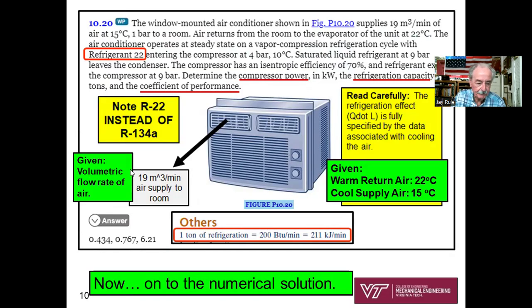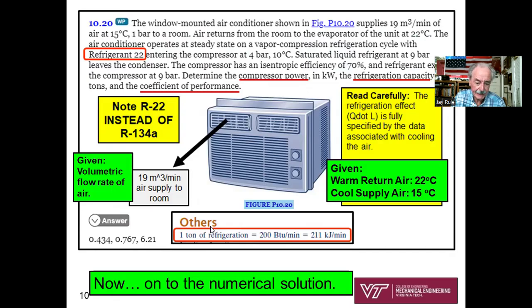There are some things you're given. As we look through the problem, you're given the volumetric flow rate of the air that's coming to you. Also, the warm air return coming back to this air conditioner unit is 22 degrees C, and the cool air blowing in your face is 15 degrees C. That's going to be golden information to get you moving on the problem.